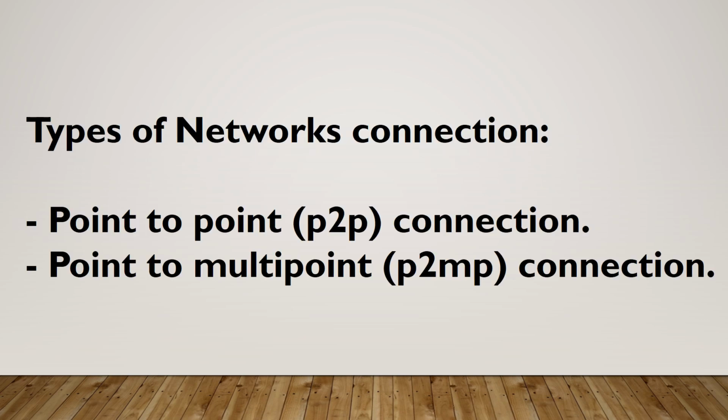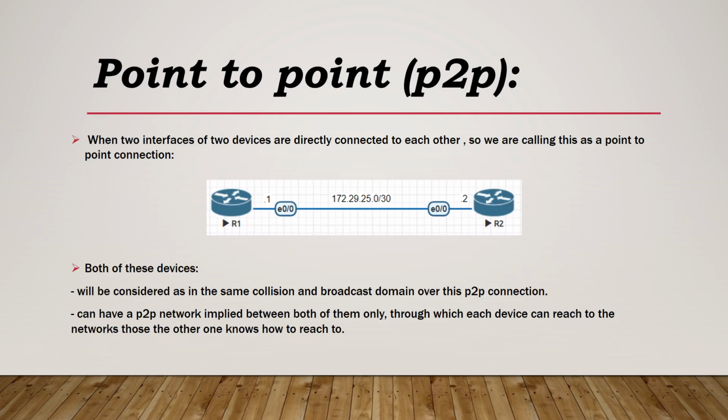So here we will start speaking about network connections. We mean here the physical connection types. We have two types: point-to-point and point-to-multipoint. For a point-to-point network connection, when two interfaces of two devices are directly connected to each other, we call this a point-to-point connection.